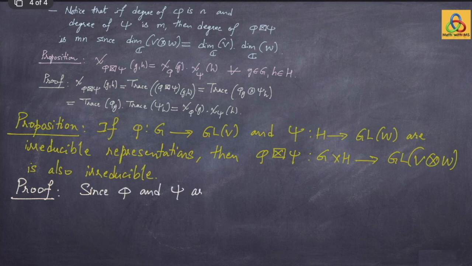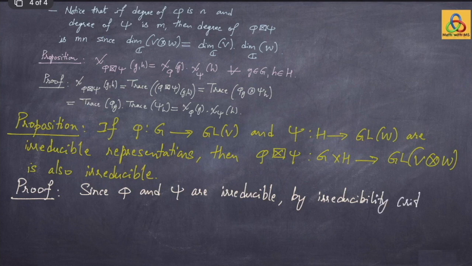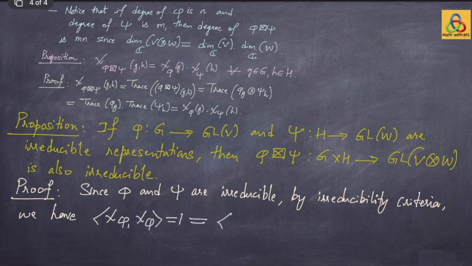Since phi and psi are given to be irreducible, by the irreducibility criterion, that the inner product of its character with itself is 1, we have that the inner product of chi phi with itself is 1, which is also the same as the inner product of chi psi with itself.